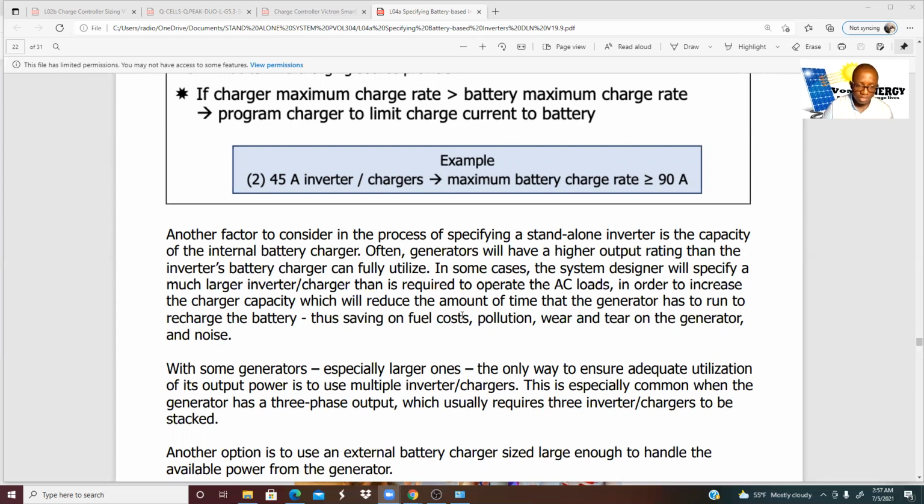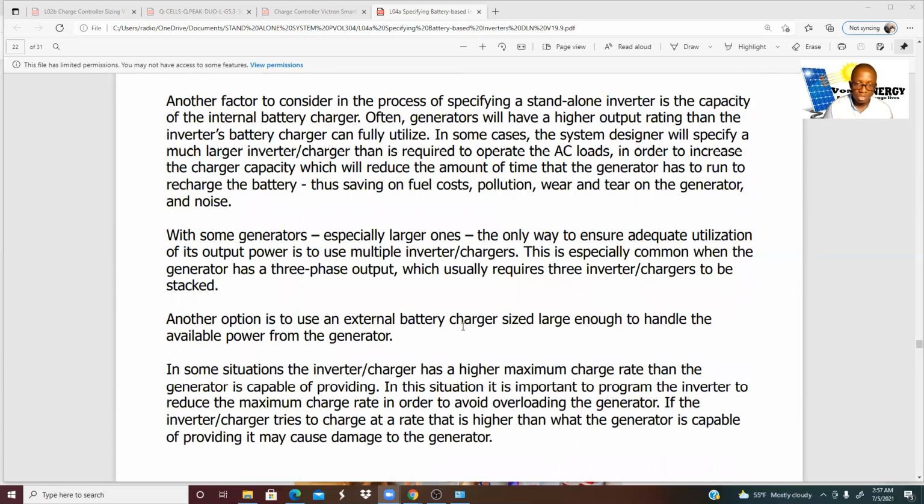With some generators, especially large ones, the only way to ensure adequate utilization of its output power is to use multiple inverter chargers. This is especially common when the generator has a three-phase output, which usually requires three inverter chargers to be stacked. Another option is to use an external battery charger sized large enough to handle the available power from the generator.